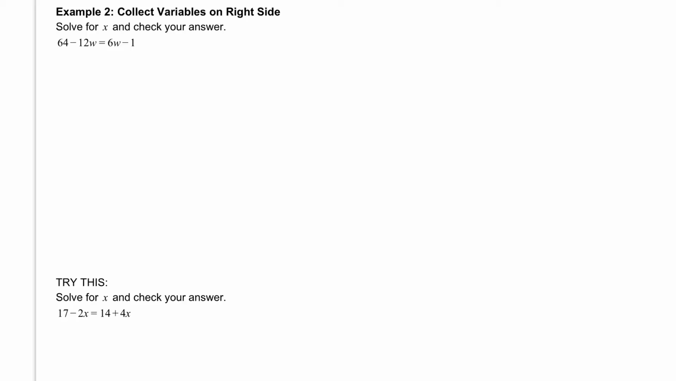In example 2, we see that we have 64 minus 12w on the left and 6w minus 1 on the right. And what we need to do again is to get our w's on the same side. This is a negative 12 and this is a positive 6.